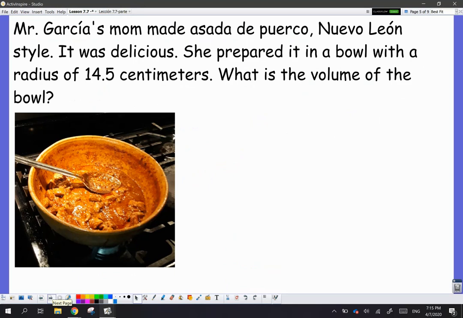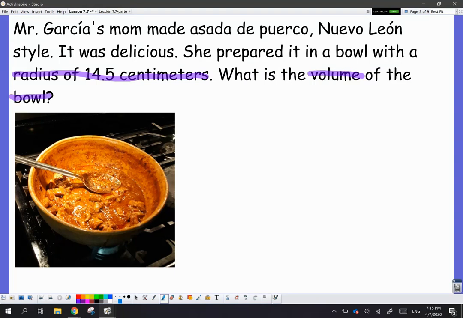Mr. Garcia's mom made asada de puerco Nuevo León style. It's very delicious, a traditional Mexican dish here. It's so good. She prepared it in a bowl with a radius of 14.5 centimeters. So there's some information that will be useful to us. Radius of 14.5 centimeters. And what is the volume of the bowl?